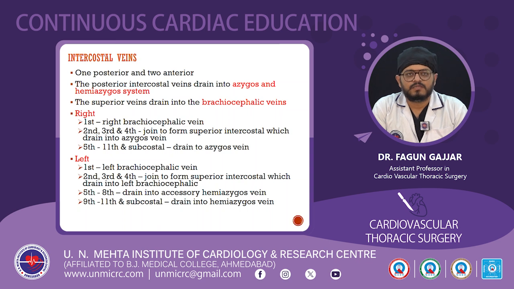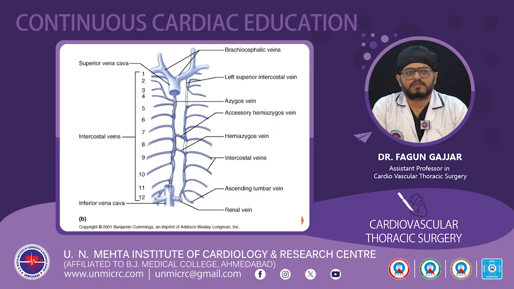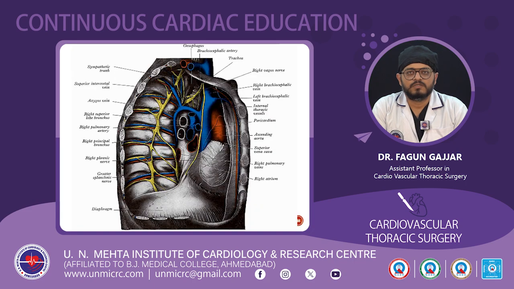While on the left side, the first intercostal vein drains into the left brachiocephalic vein. The second, third and fourth join to form the superior intercostal vein, which drains into the left brachiocephalic vein. 5th to 8th drain into the accessory hemiazygous vein, and 9th to 11th and subcostal drain into the hemiazygous vein. This figure represents the venous drainage of the thoracic wall.